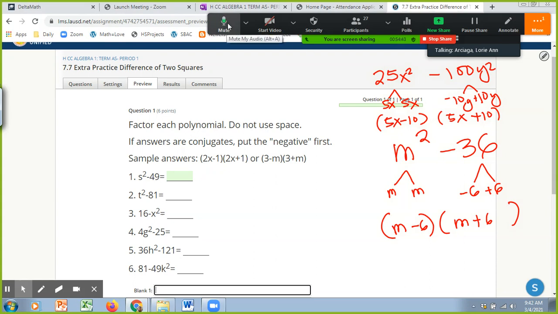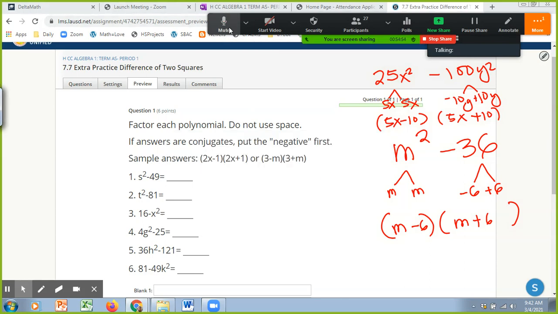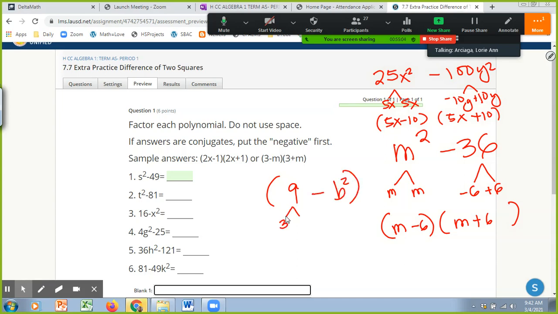Can you help me with number 3? I don't know what to do when the variable is negative. Oh, just break it down into x and negative x. So let's say, for example, I have 9 minus b squared. So you go 3 times 3, and this one, you go negative b and positive b. So when you write down the factor, it's going to be 3 minus b and then 3 plus b. So regardless of the arrangement, you're still going to factor it in the same way.